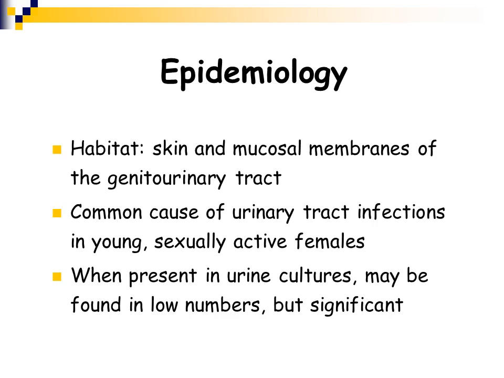The epidemiology of Staph saprophyticus, like all the staph, again, skin and mucous membranes, normal flora. It can also be found in the genitourinary tract, and it's more commonly the cause of a UTI in young sexually active females. When it's present in urine cultures, it might possibly be found in low numbers.